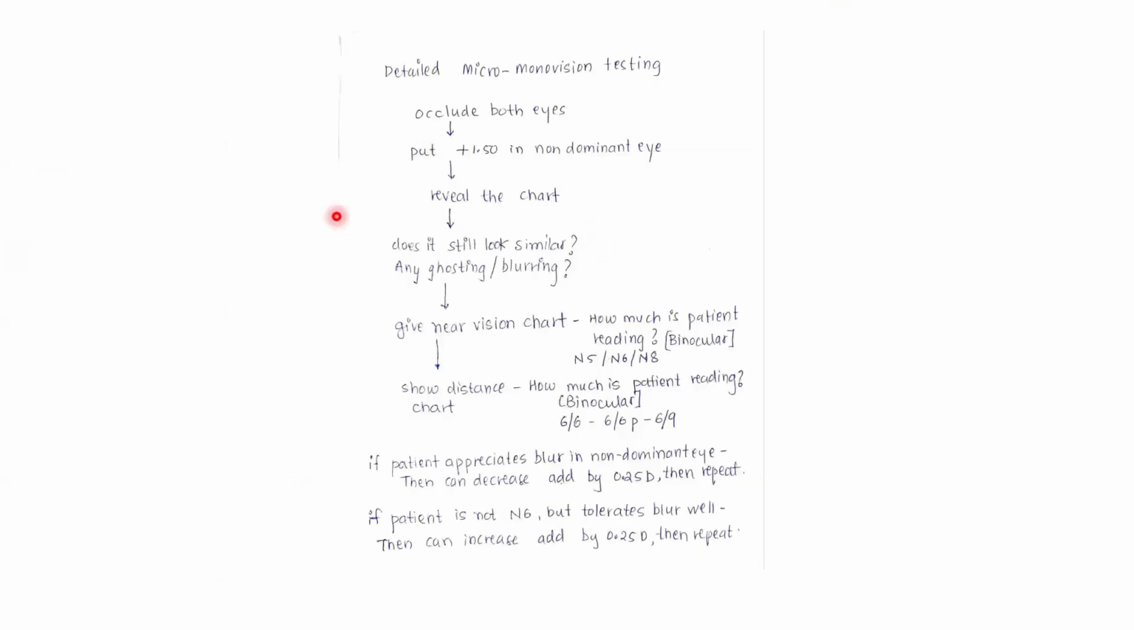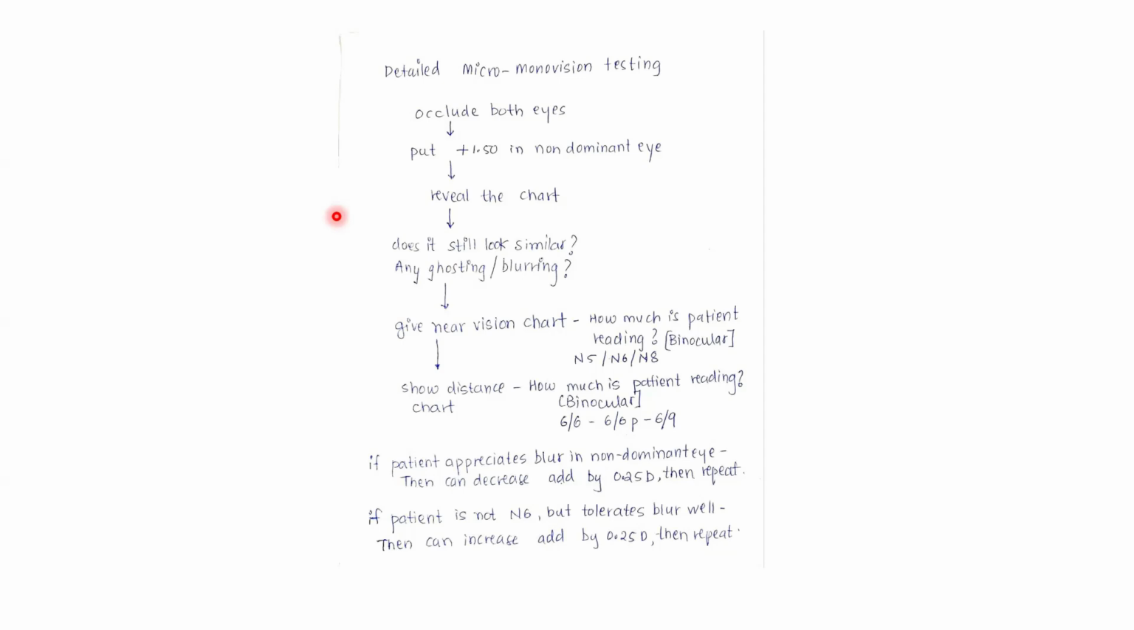The most important thing before operating on a patient for presbyopia correction is to actually see how well they tolerate the micromonovision. So how do we test for micromonovision and its tolerance? Step one is to do a complete refraction, possibly cycloplegic refraction, especially in hypermetropes and emmetropes, and give good distance correction. After putting good distance correction, you occlude both the eyes. In front of the non-dominant eye, you put a plus 1.5 diopter lens. You tell the patient to open their eyes and reveal the chart.